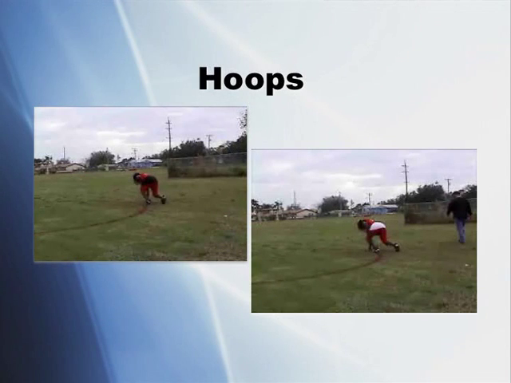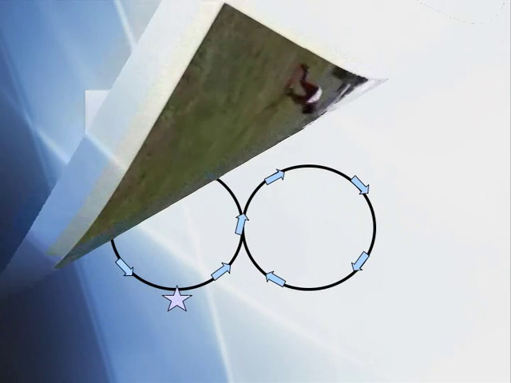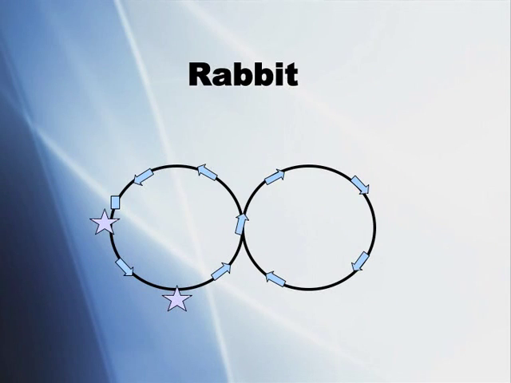Now, this is a picture of our kids starting the hoops. They'll run completely around the circle and come back to where they finish. Then hoops rabbit. We do a lot of the rabbit drill I explained earlier, where player one chases player two, who has to run the figure eight before player one catches them.